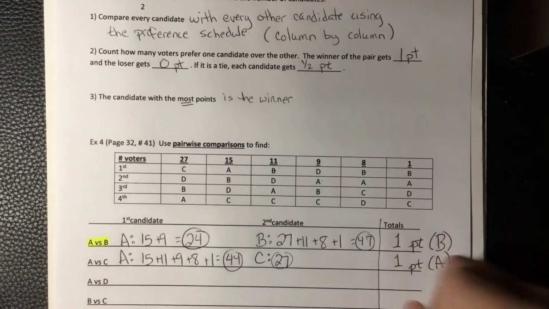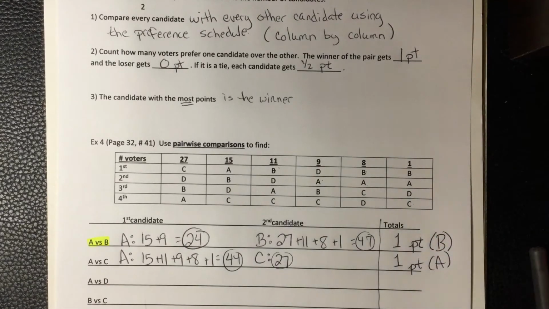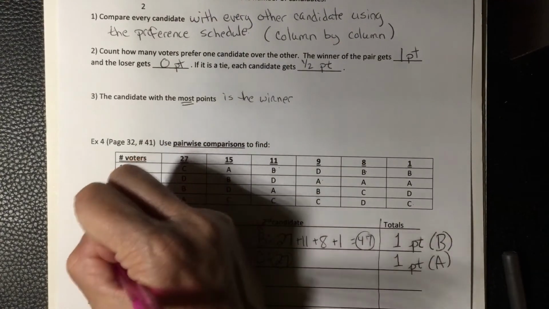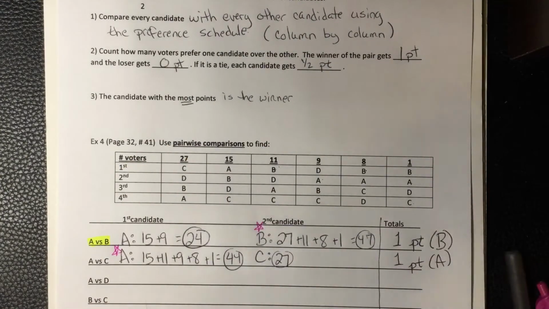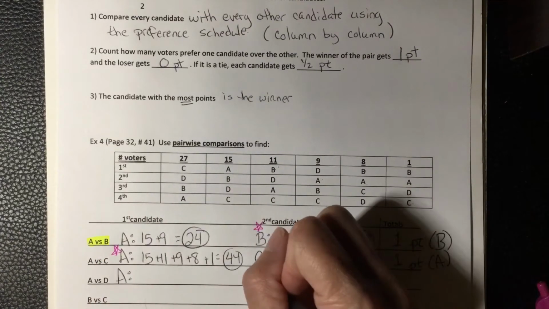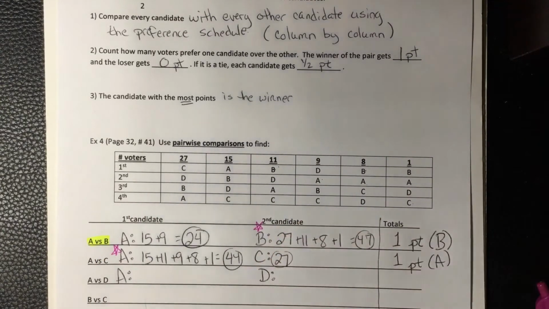Okay, so this is our total column over here. All right, so here are our winners so far. B won that one, A won that one. So you can see that this gets really time consuming if you have a bunch of candidates. This is just with 4 and it's still fairly tedious.